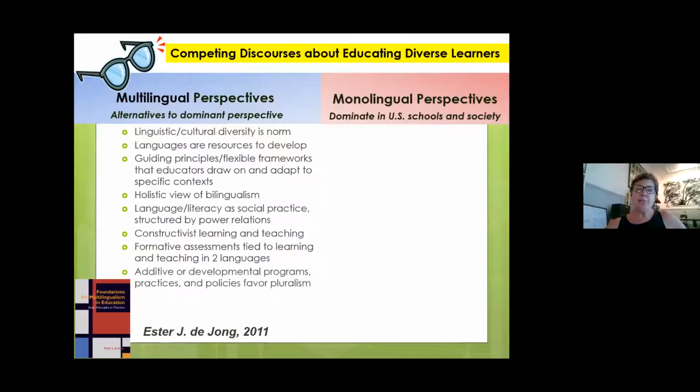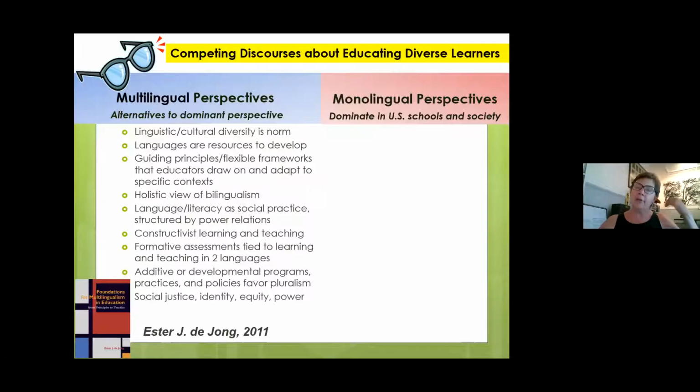Additive or developmental programs, practices, and policies that favor pluralism. So these could be bilingual programs that promote bilingualism, biliteracy. These could also be monolingual English medium programs, but that take a translanguaging or a bilingual stance. And then we see a focus on social justice, identity, equity, and power in the multilingual perspective.